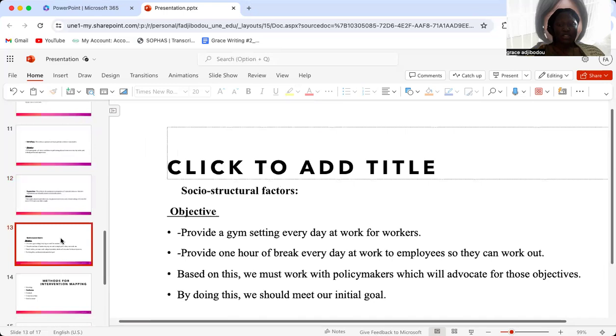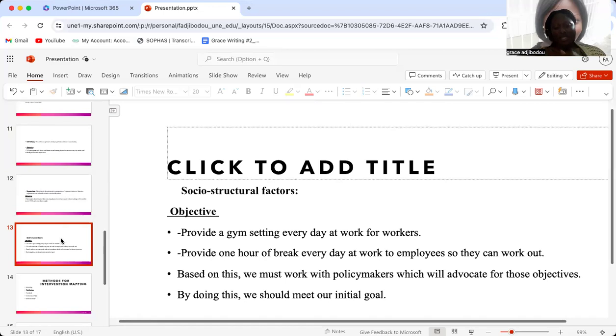So the most important one I want to talk about is social structural factors. Our objective in our intervention is to provide a gym setting every day at work for workers and provide 1 hour of break every day at work to employees so they can work out.